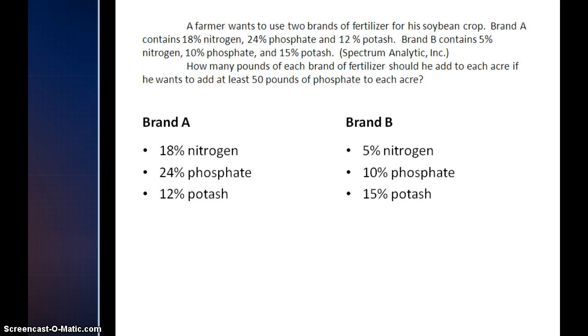Now I'm ready to look at the question, and it asks me how many pounds of each. So that idea that we have pounds of each is telling me that I'm going to use two variables. Because A comes first alphabetically, I'm going to let A be x, and that's really x pounds of brand A. I'm going to let B be y, and again that's really y pounds of brand B. And then in this question it is only concerned about the phosphate.